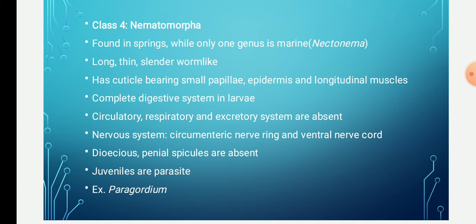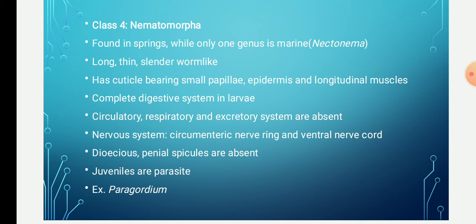Nervous system consists of a circumenteric nerve ring. The circumenteric nerve ring forms in the head region where the different types of ganglia, cerebral ganglia, then the ventral ganglia, all will be constricted, connected to each other by connectives and commissures, which form a ring-like structure known as the circumenteric nerve ring, and the ventral nerve cord. Through that, the ventral nerve cord will pass.